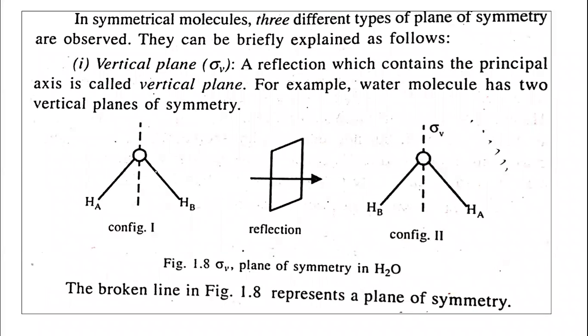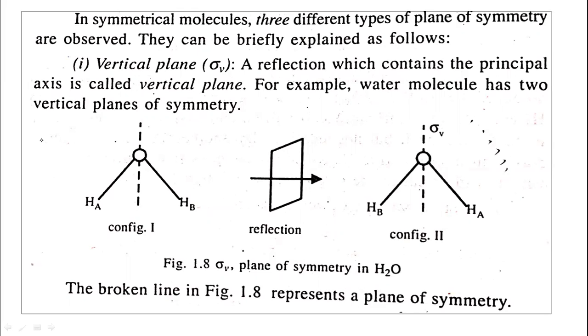Now there are three types of plane of symmetry. The vertical plane is denoted by sigma v. The plane of symmetry is denoted by sigma, and the vertical plane is denoted by sigma v. So what is sigma v? A reflection which contains the principal axis. That plane is passing through the principal axis. It means that the vertical plane should contain the principal axis.